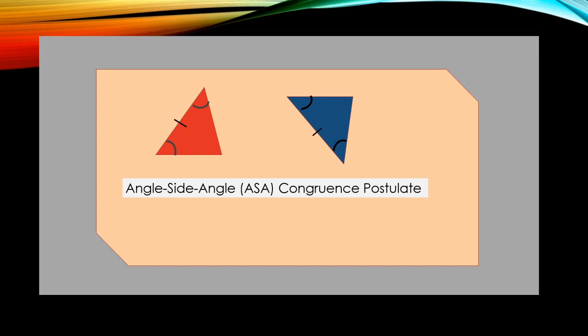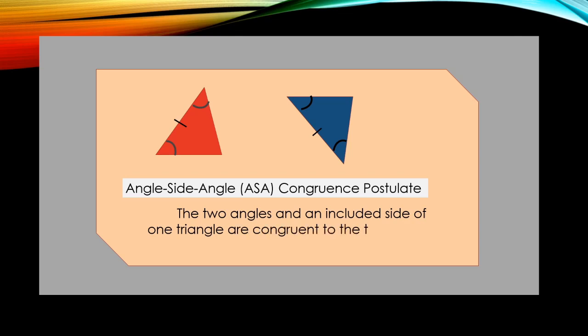The third one is the angle-side-angle or ASA congruence postulate. The two angles and an included side of one triangle are congruent to the two angles and an included side of another triangle.